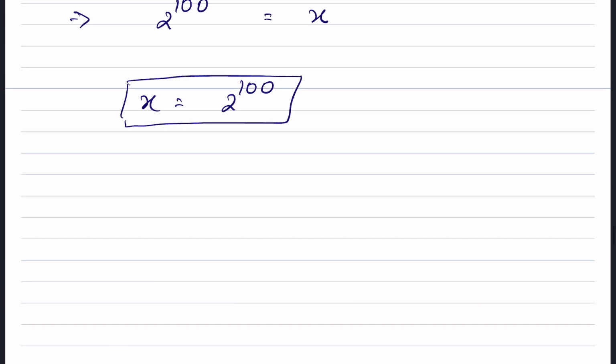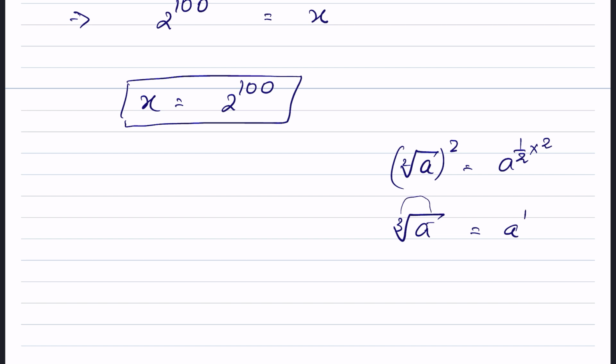When we have a under square root, it means a is raised to the power of 1 upon 2. So when we remove the square root, we square it, so the exponent is multiplied by 2. When a is under cube root, that means a is raised to the power of 1 upon 3. So if we have to remove this 1 upon 3 as the exponent, we need to multiply the exponent with 3. So we cube both the side.